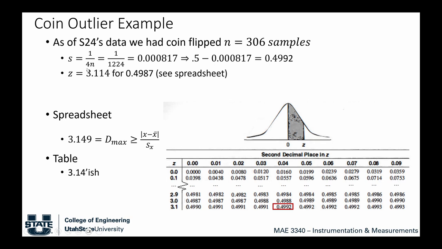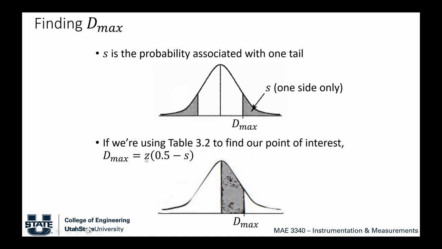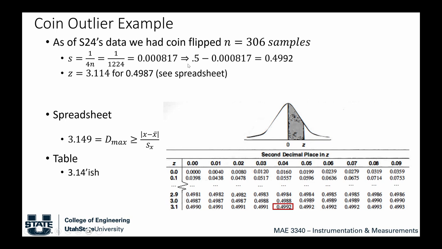So if we take 4 times the number of samples, which is 306, we get 1224, which gives 0.000817. So then if we go back to that equation right here, 0.5 minus our S, 0.5 minus that is 0.4992. Great. So now we can look it up in our Z table. 0.4992 is the area we have associated with that D max.